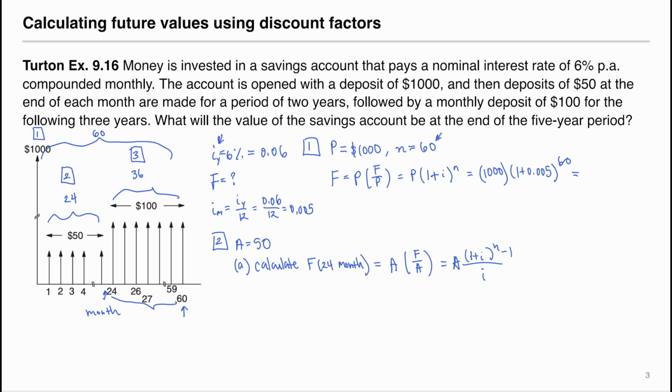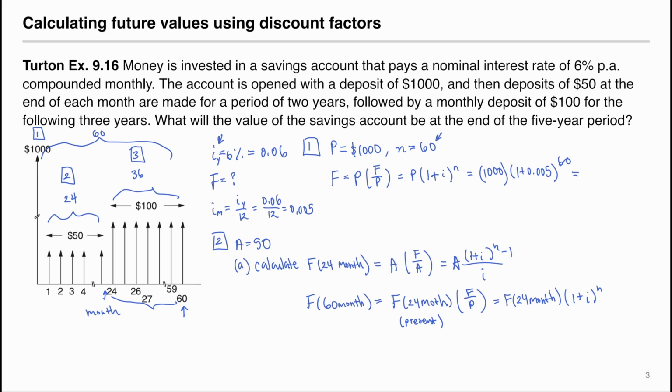And then from that, we can calculate future values at 60 months. So that will be the present value at 24 months, multiplied by its discount factor, which is the future value divided by the present value. And future divided by present is just compound interest. F at 24 months multiplied by (1 plus I)^n found in the table.